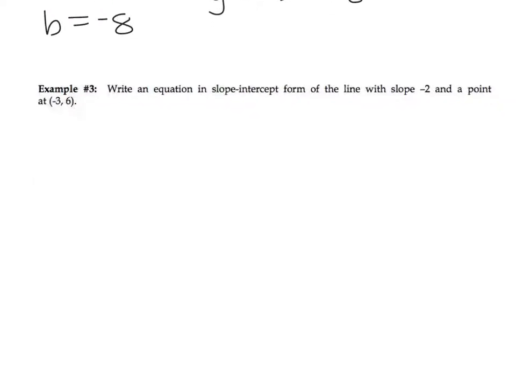And in our third example, we want to write an equation in slope-intercept form of the line with a slope of -2 and a point at -3, 6. So unlike our previous example where the point was the y-intercept, we aren't given that in this example. We know that m is -2. So as of right now, we have the equation y equals -2x plus b, and we need to find some way to find the y-intercept. Well, the nice thing is, since we're given the point -3, 6, there's only one possible y-intercept with our slope that passes through that point.